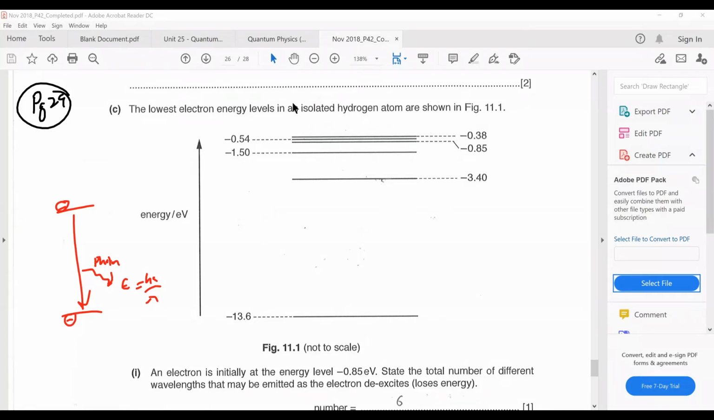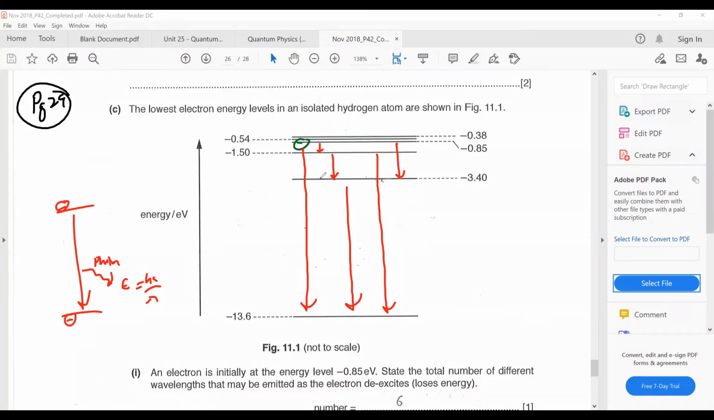If, for example, I started off with negative 0.85, which is here, what are the possible ways in which your electron can drop down to the lowest energy level? The first one is this one. It can drop in one shot. The second one is like this, like this, like this. Okay. Then another one could be like this, or it could be like this. See, these are the possible ways in which your electron can drop down.